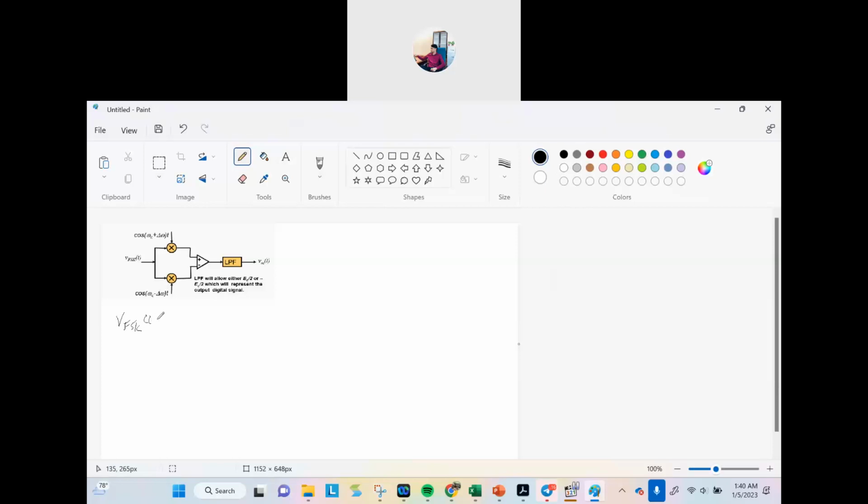Let's say the signal that we receive is EC cos (omega C plus delta omega). Okay, so let me remove this first. It's kind of disturbing, right?